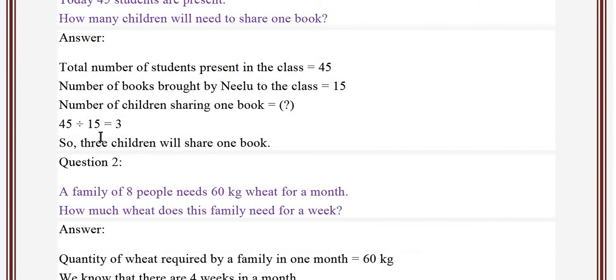45 divided by 15 is equal to 3, because 15 3s are 45. So 3 children will share one book.